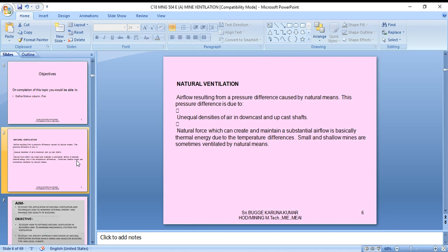Small and shallow mines are sometimes ventilated by natural means. So this is a prime factor: unequal density is a major cause. Density varies because of temperature. So natural ventilation depends on the unequal differences of density, which is the prime factor in the formation of the natural ventilation system.